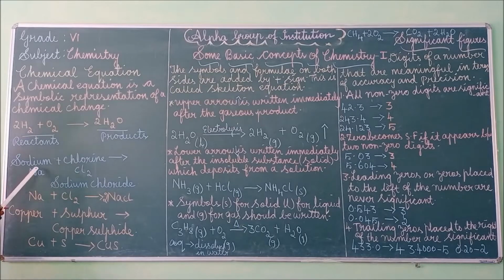What's the symbol of sodium? Na, isn't it? Na is sodium, plus chlorine. What's the symbol? Cl2. So Na, that is sodium, plus Cl2, chlorine, both react to form two molecules of sodium chloride, and the formula of sodium chloride is NaCl. Got it, children? Right.